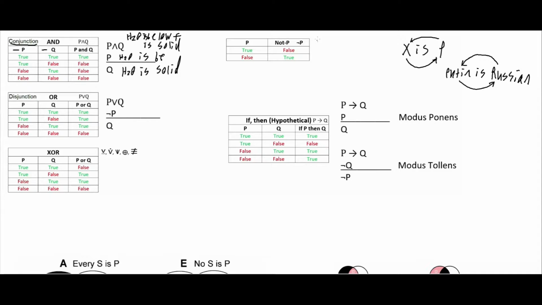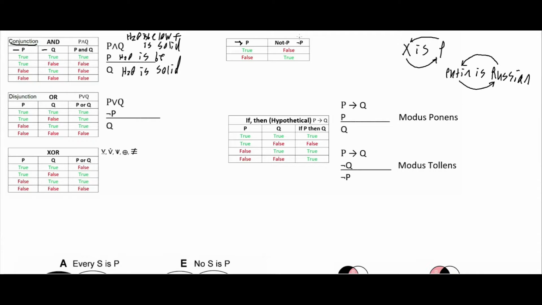The next one we want to look at is the not operator. That's just saying that if we have some proposition P that's true, then the proposition not P is false. And if the proposition P is false, then the proposition not P is true. So going over to our Putin is Russian: if that is true, then Putin is not Russian is false.